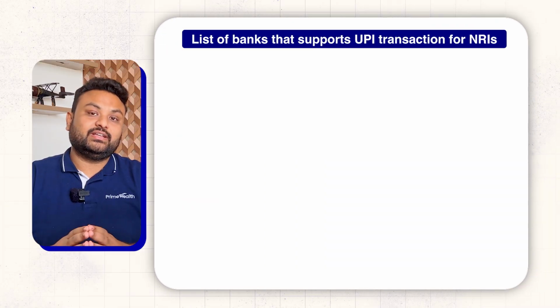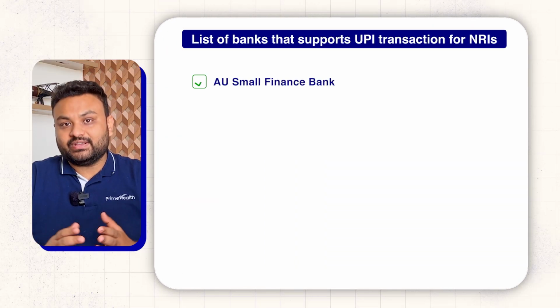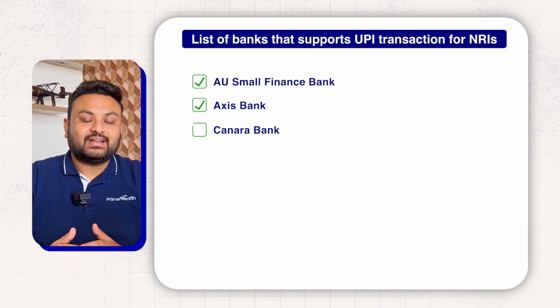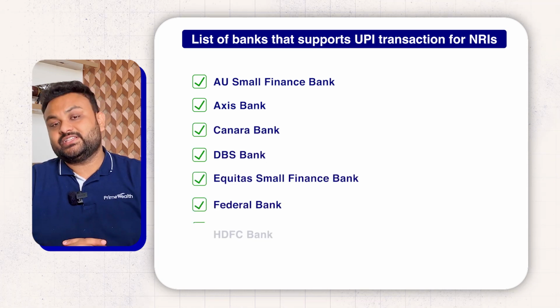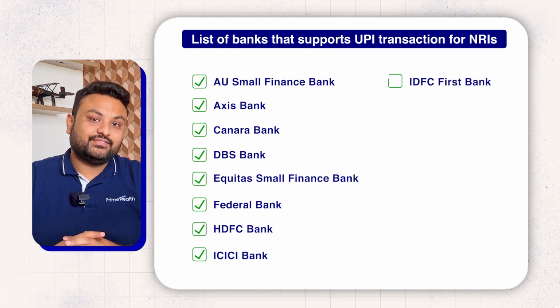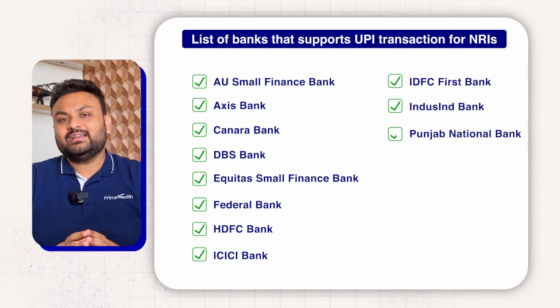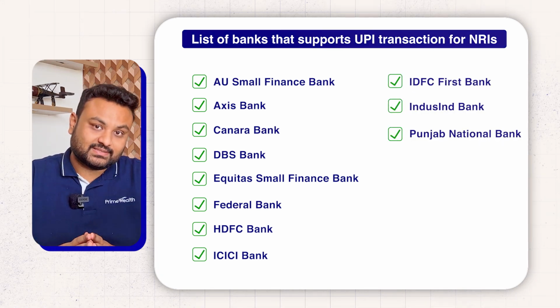Also, in terms of banks that enable UPI transactions for NRIs, the list includes banks like AU Small Finance Bank, Axis Bank, Canara, DBS, Union, Equitas, Federal Bank, HDFC, ICICI, IDFC, IndusInd, Punjab National Bank, and a few more renowned banks.